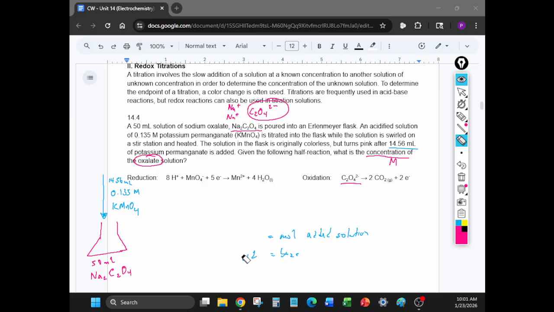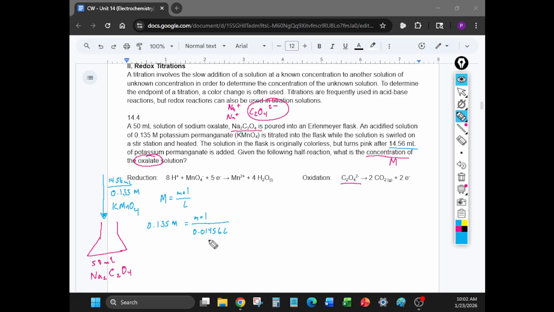All right, so in order to figure that out, we are going to use the information that we're given. We said that we are at equivalence point at 14.56 milliliters of potassium permanganate added. Well, let's use the molarity formula to figure out how many moles of potassium permanganate we actually added. Molarity is equal to moles over liters. The potassium permanganate was 0.135 molarity. We don't know moles. We have the volume added, which is 0.01456 liters. And then we just multiply the two values together, and that will give you the moles.